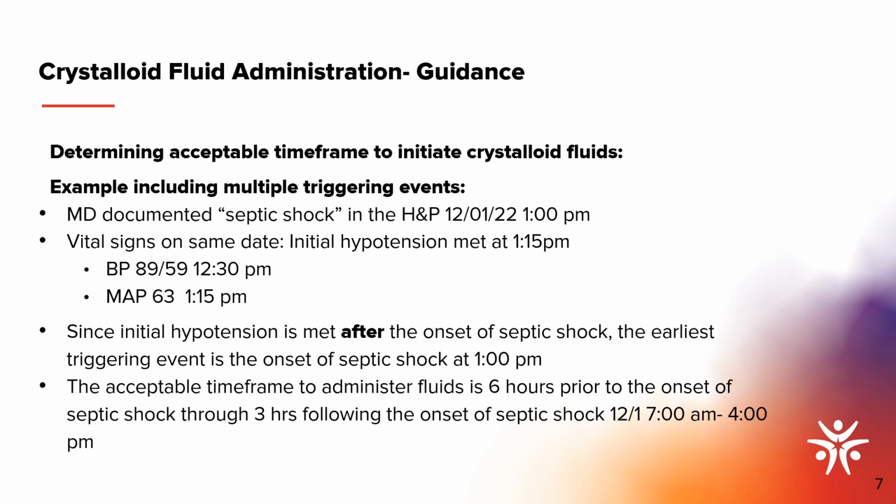This example illustrates how to determine the acceptable time frame when multiple triggering events exist. The MD documented septic shock in the H&P at 1 p.m. on 12/1. Vital signs on the same date, initial hypotension was met at 1:15 p.m. The blood pressure was 89/59 at 12:30, and there was a MAP of 63 at 1:15.